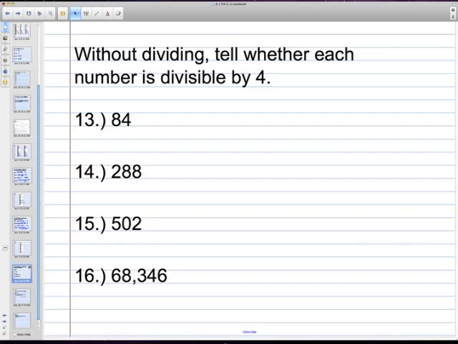One more time in your notebook, without dividing, tell whether each number is divisible by 4. You can just write yes or no. Press play when you're ready to check your work.